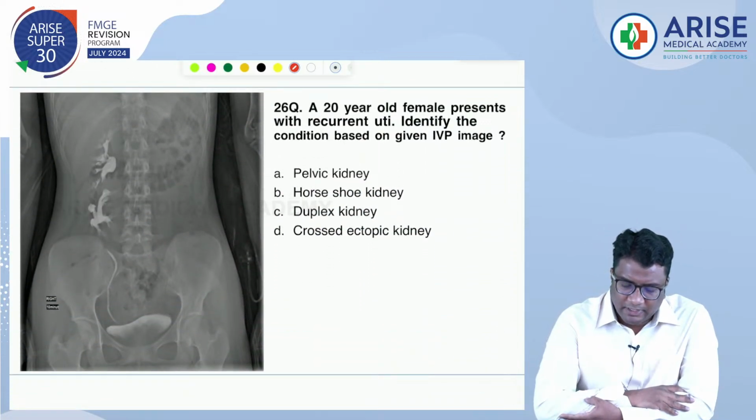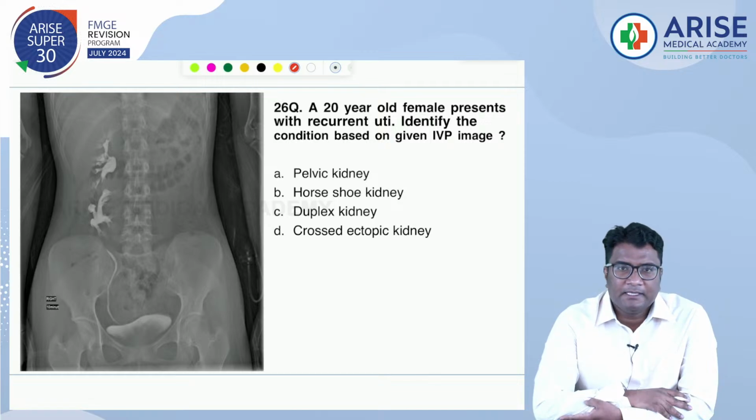Now, let's come to the next one, 26th. A 20-year-old female presents with recurrent UTI. Identify the condition based on the given IVP image. Is it pelvic kidney, horseshoe kidney, duplex kidney, or crossed ectopic kidney? Right, answer this.